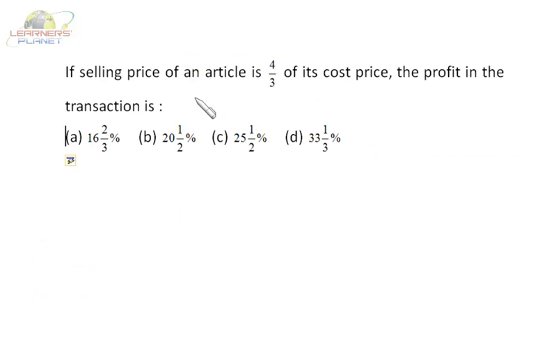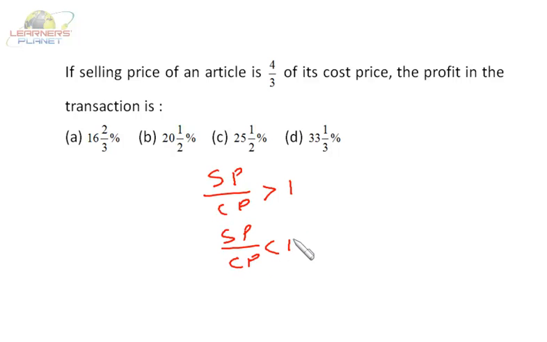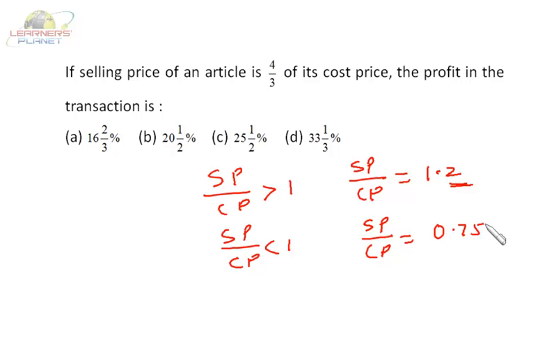Now, in this question, the selling price of an article is 4/3 of its cost price. The profit in the transaction is? Friends, we have already discussed the ratio of SP and CP in our previous session. If SP by CP ratio is greater than 1, then definitely there is a profit. And if SP by CP is less than 1, then there is a loss. Now, what is the profit percent? If SP by CP is equal to say 1.2, that means there is a 20% profit. And if SP by CP is equal to say 0.75, then there is a 25% loss.